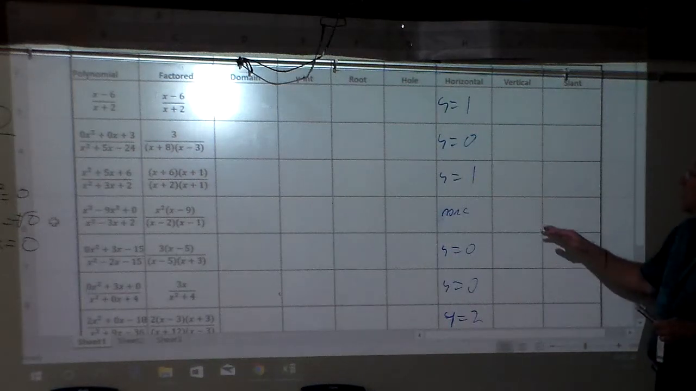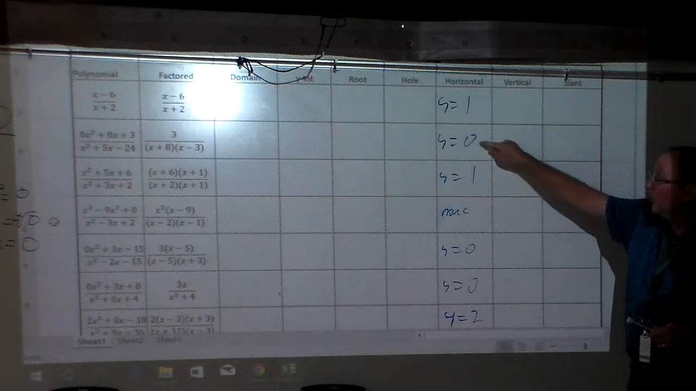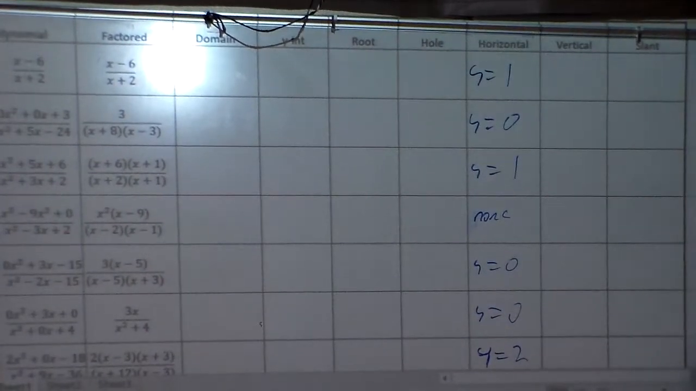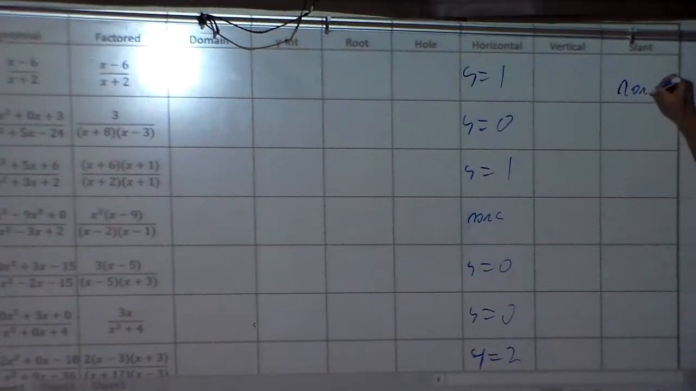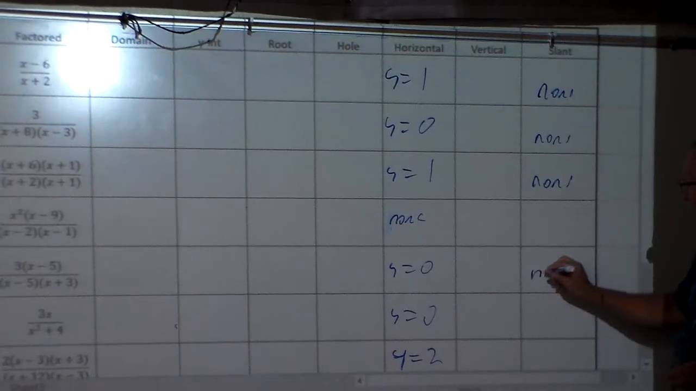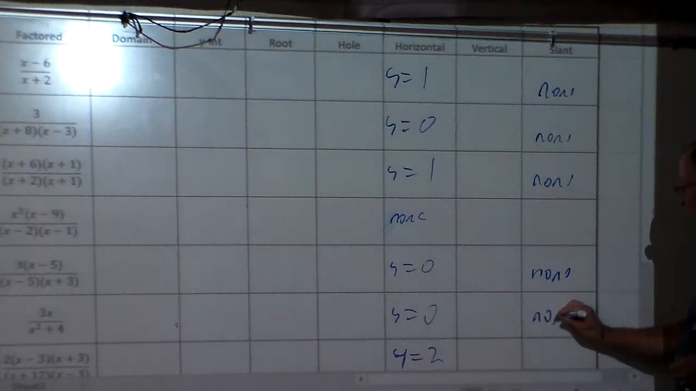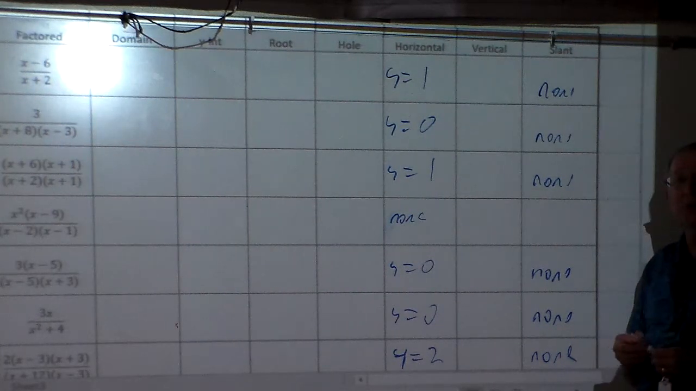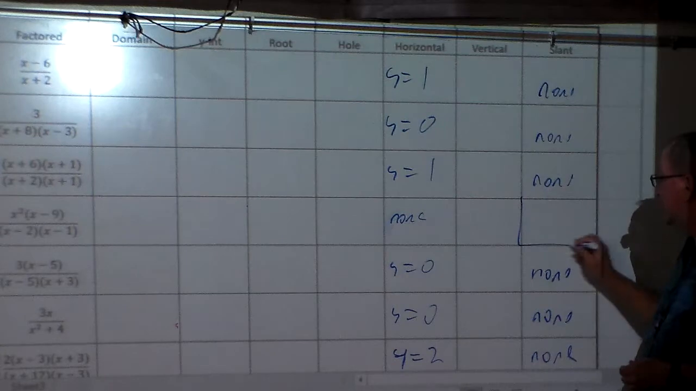All right? I can look up here and notice, if there's a horizontal at all these here, guess what my answer is for slant automatically? None. So I can write none on all of these because you cannot have both. So I already know if I find the horizontal, then there's no slant. So what's the only one that has a slant? Is this one right here.